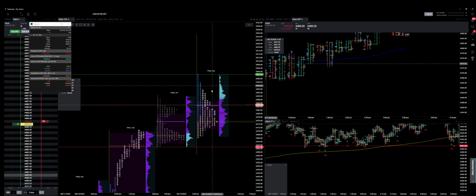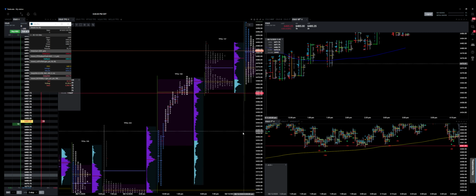We saw that, but then we ended up getting a little bit of a pullback, or an inventory correction or adjustment, however you want to look at it, which left us with, for a good part of the day, a set of single prints.